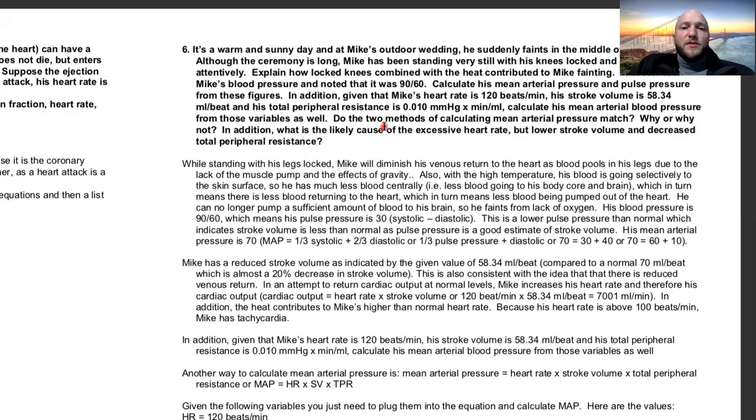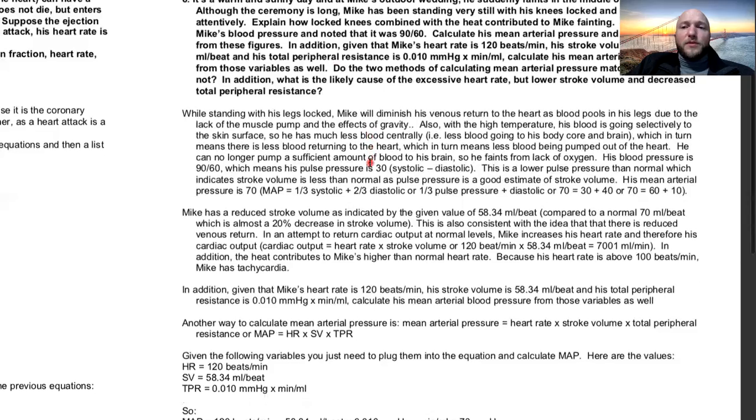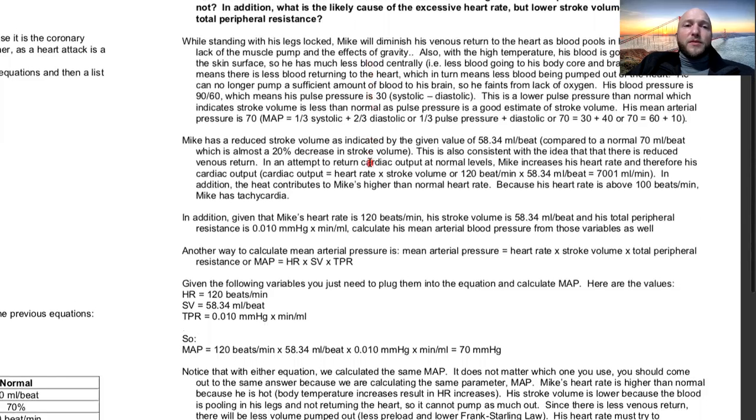Do the two methods of calculating MAP match? Why or why not? In addition, what is the likely cause of the excessive heart rate but lower stroke volume and decreased total peripheral resistance?